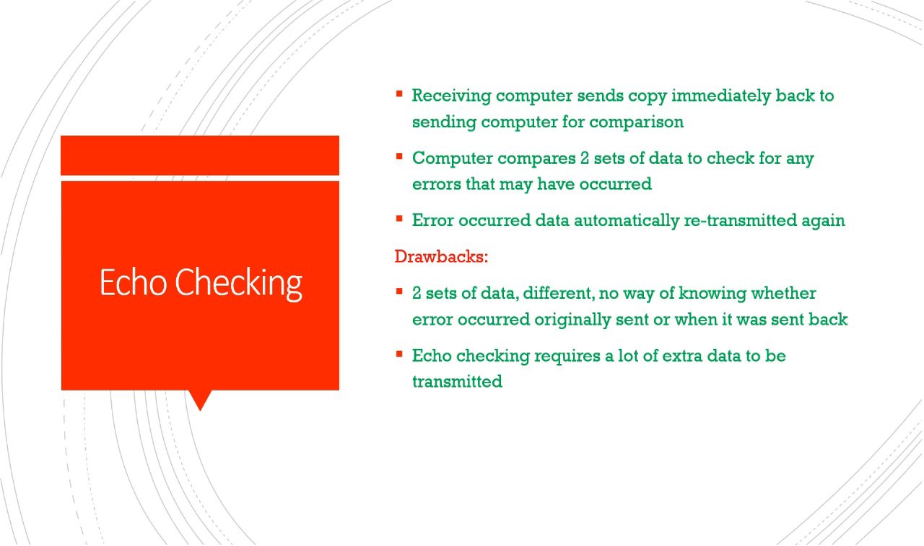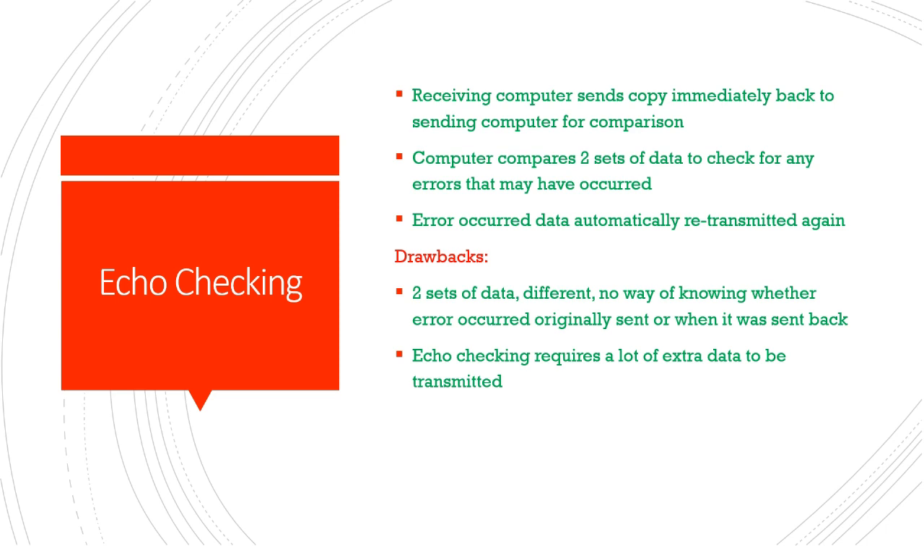The drawback of this though is that if the 2 sets of data are different, there's no way of knowing whether the error occurred originally when it was sent or when it was sent back, because obviously it's sent along 2 ways. Whenever the original was sent, the error could have occurred then. Or when it took the copy and sent it back, nothing might have happened the first time and the error occurred that way.